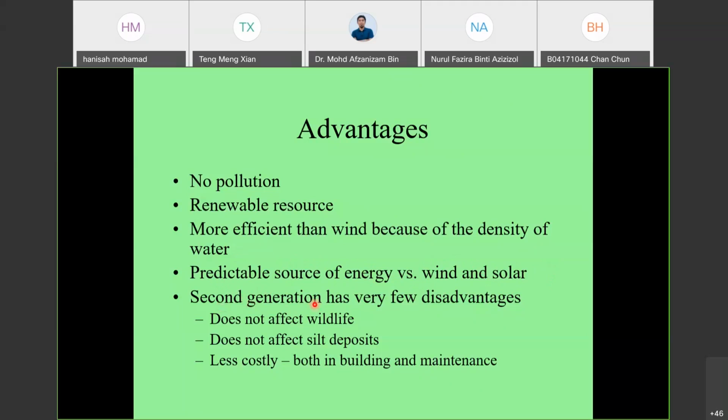Second generation means a standalone tidal device with very few disadvantages. It does not affect wildlife, does not affect deposits, and is less costly both in building and maintenance. It's like only the box of the tidal condition, which they claim is less harmful to the environment because the size is smaller, and the cost is also reduced tremendously.